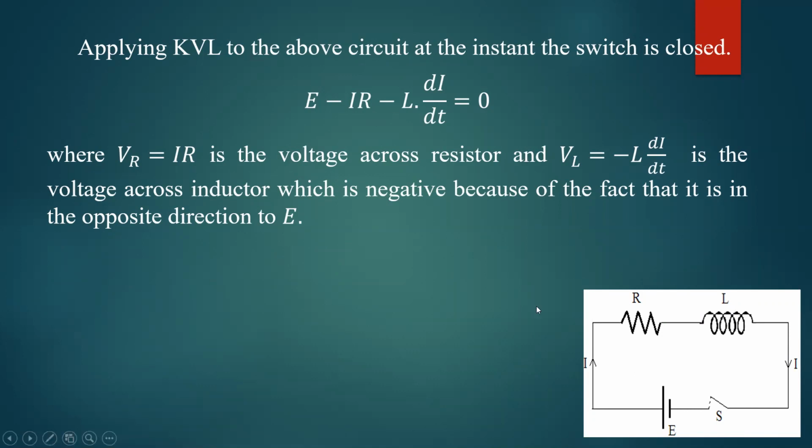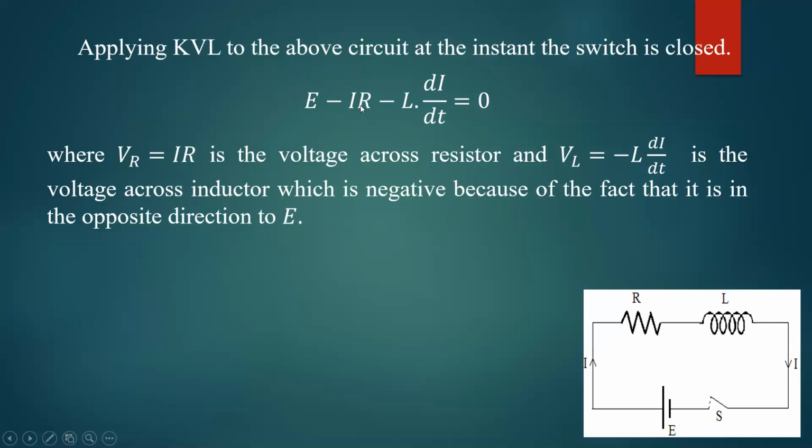Now apply the KVL to the circuit at the instant the switch is closed. What kind of equation can you write at that time? That means when the circuit is closed. So that is given by E, the voltage of the battery, minus the voltage across the resistance, that is IR, minus the voltage across the inductance, that is minus L into di by dt. This negative sign comes because the induced EMF is opposite to the battery voltage. So this is the first equation we have to take.